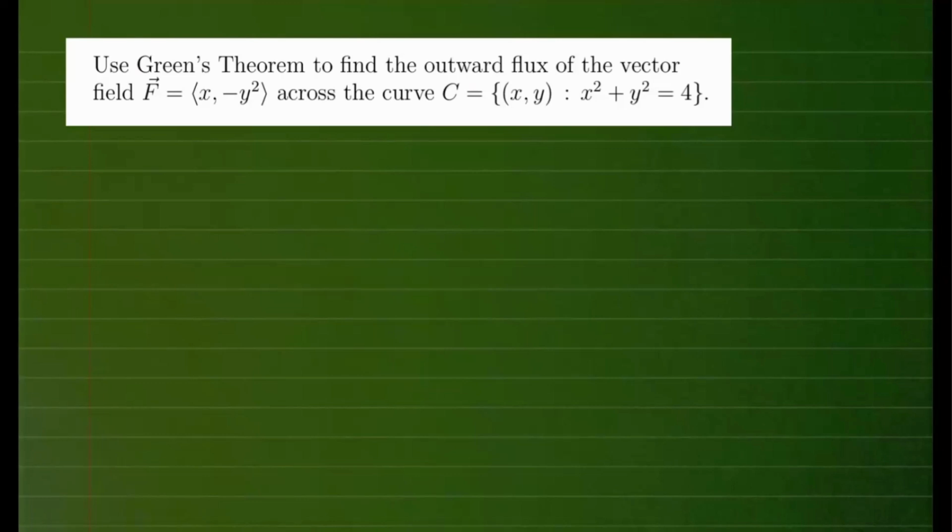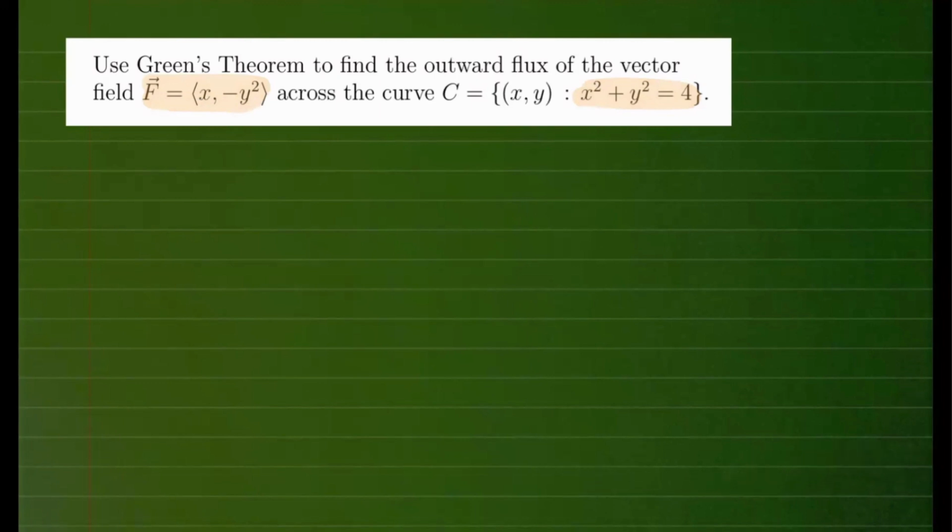So in this video, we're going to discuss Green's theorem to find the outward flux of the vector field that is given to us right here, component-wise, across the curve C that is represented by this equation. All right, so first thing I'm going to do is state the outward flux version of Green's theorem. That is going to be the following.